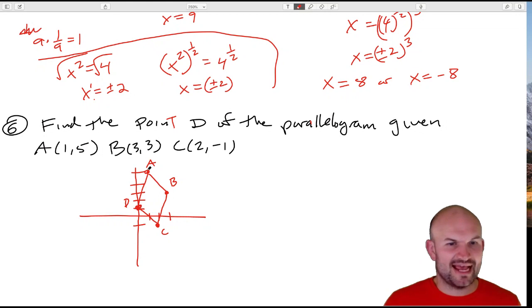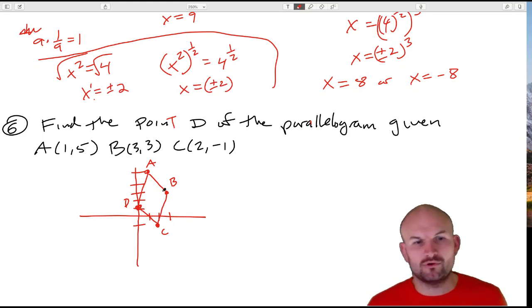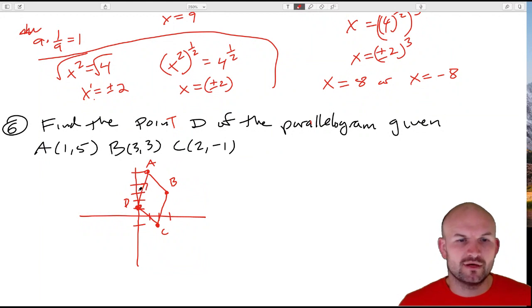Like from A to B, that's down 1, 2, over 1, 2. And then this one is down 2, over 2. And it looks like it's going to work out, and that will produce now a parallelogram where I have opposing sides that are parallel.